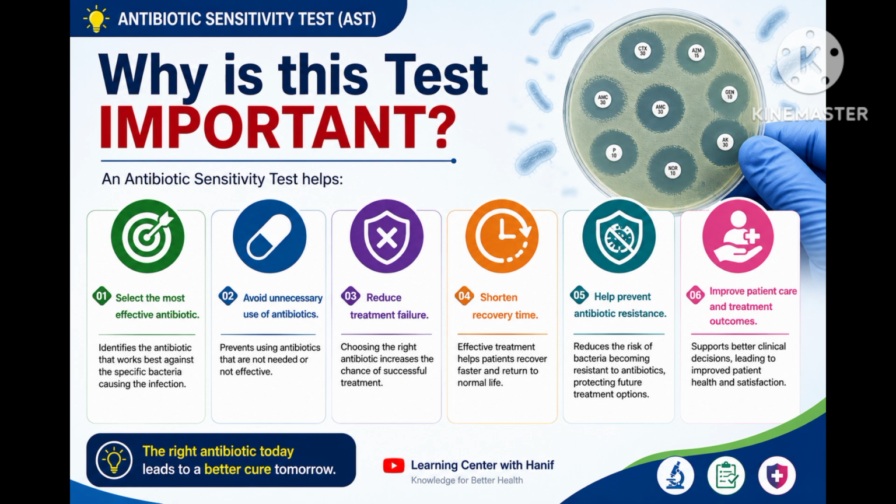An antibiotic sensitivity test helps select the most effective antibiotic, avoid unnecessary use of antibiotics, reduce treatment failure, shorten recovery time, help prevent antibiotic resistance, and improve patient care and treatment outcomes.